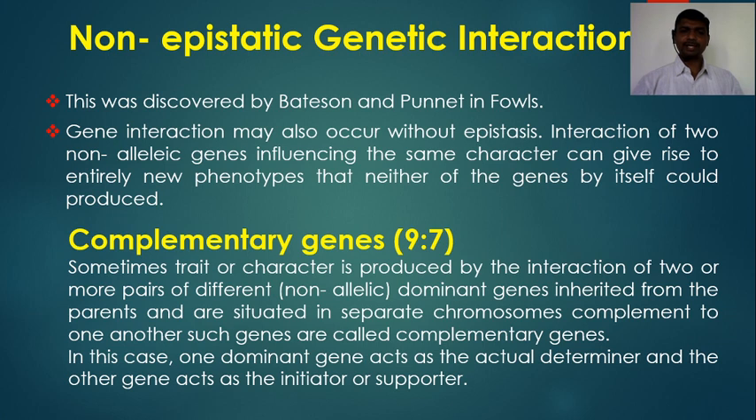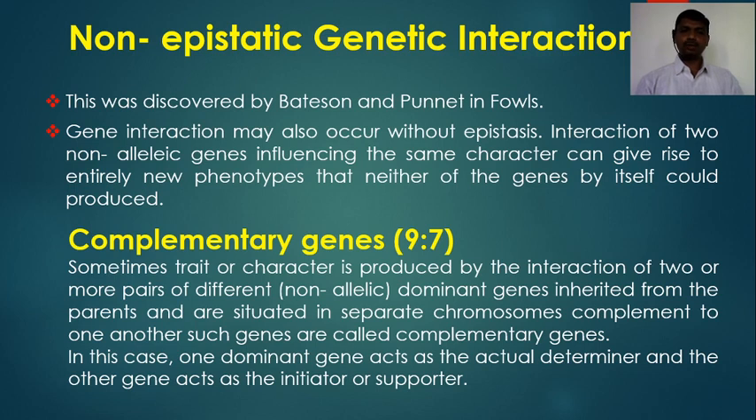So what happens here? Sometimes a phenotypic trait or a character is produced by the interaction of two or more pairs of different, we also say non-allelic, dominant genes. These genes have been inherited from the parents obviously, and they are situated in separate chromosomes. So these dominant genes interact with one another, complement one another. Such genes are called complementary genes. They complement, they help each other.